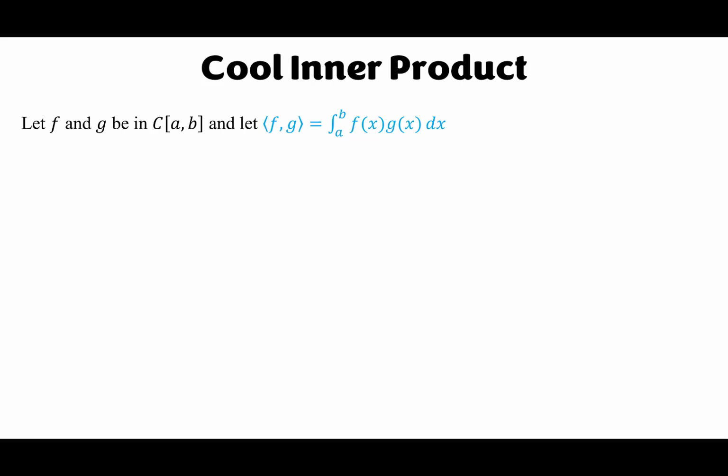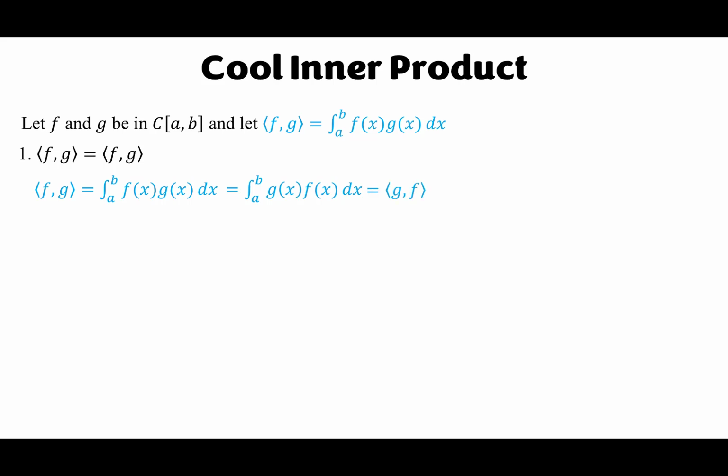This is an inner product, and we'll show that it satisfies the 4 properties of an inner product. So property 1, order doesn't matter. By definition, that's what we have of the inner product of f with g. And in the multiplication of f and g, the order doesn't matter, so you can switch them around. And by our definition, that's the inner product of g with f. So we've satisfied property 1.